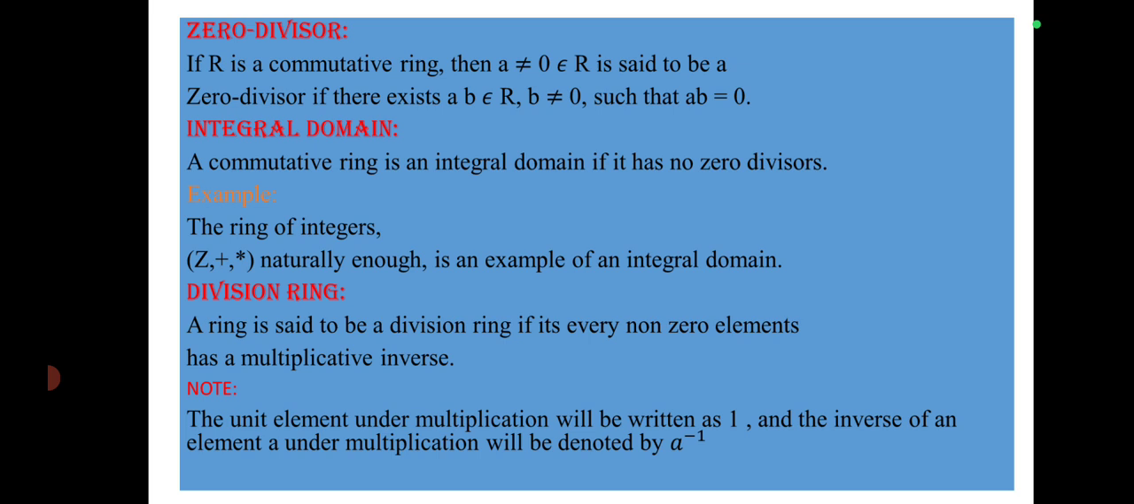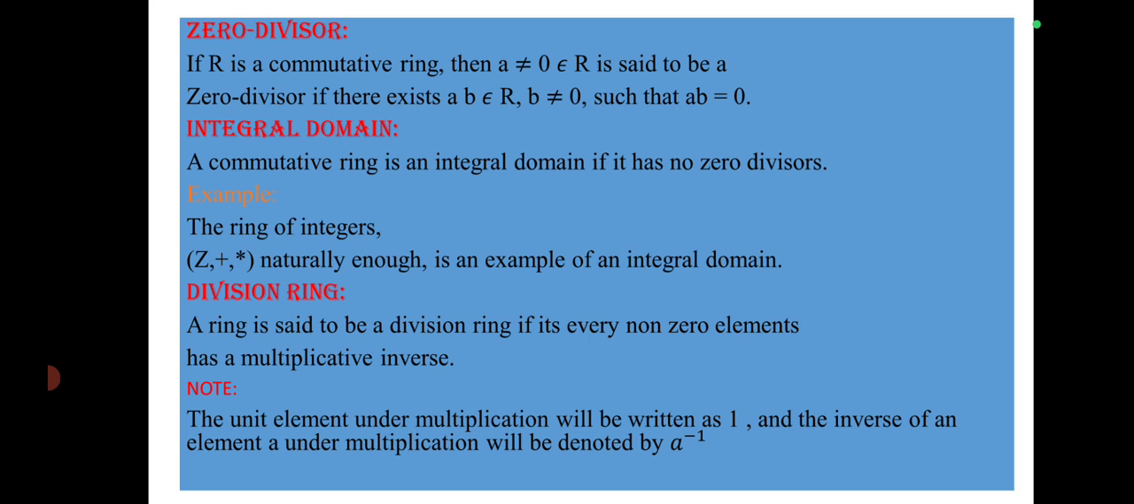Next, zero divisor. What is a zero divisor? If R is a commutative ring, then a not equal to 0, a in R, is said to be a zero divisor if there exists b in R, b not equal to 0, such that ab = 0. That is, if a ≠ 0 and b ≠ 0 but ab = 0, then a is said to be a zero divisor element. Then the ring is said to have zero divisors.